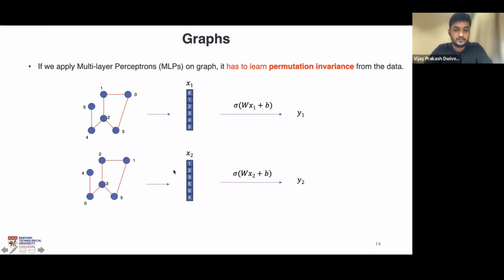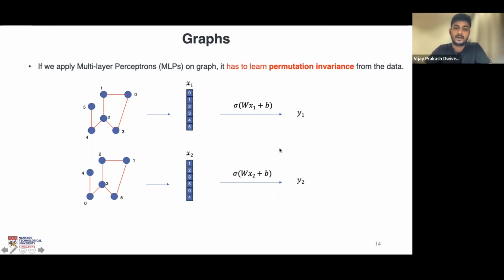If we change the node ordering, we would have a different feature vector altogether, and we would get a different output value y2. Both these graphs are the same, only the indexing is different, and there are n factorial possibilities of indexing. So if we use a multi-layer perceptron, there are two problems. First, we lose the structure information present in the form of the connectivity edges, and second, the model is not able to learn the invariance to the permutation of the nodes. For these two feature vectors, which both represent the same graph, we get different outputs.